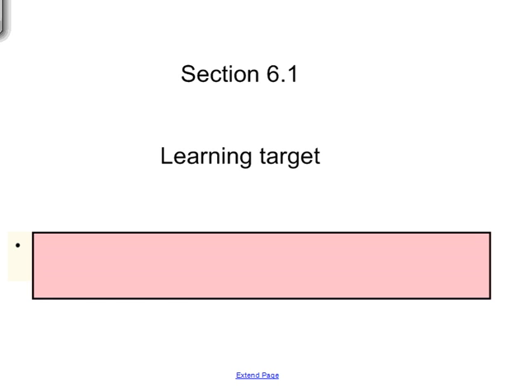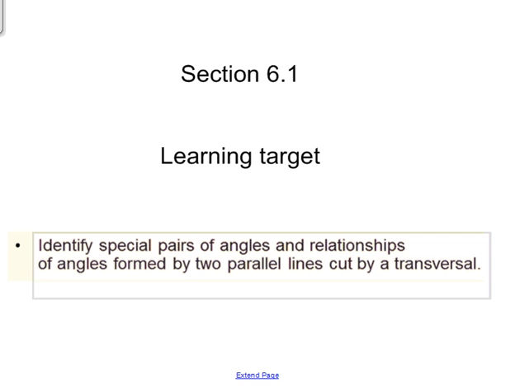About to start our review video for Chapter 6, Section 1. And as always, whenever we start a new section, we always start with the learning target. So the learning target for today: to identify special pairs of angles and relationships of angles formed by two parallel lines cut by a transversal. Lots of vocabulary words there. We'll go through them, then we'll do some diagrams, and we'll hopefully make sense by the end of it.